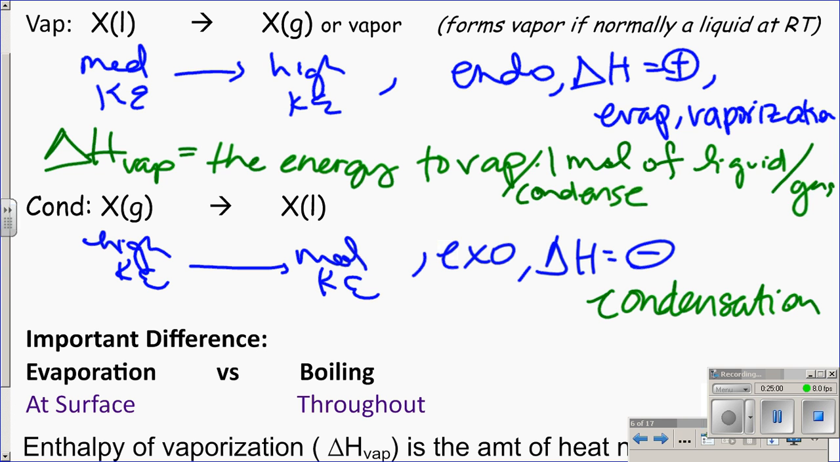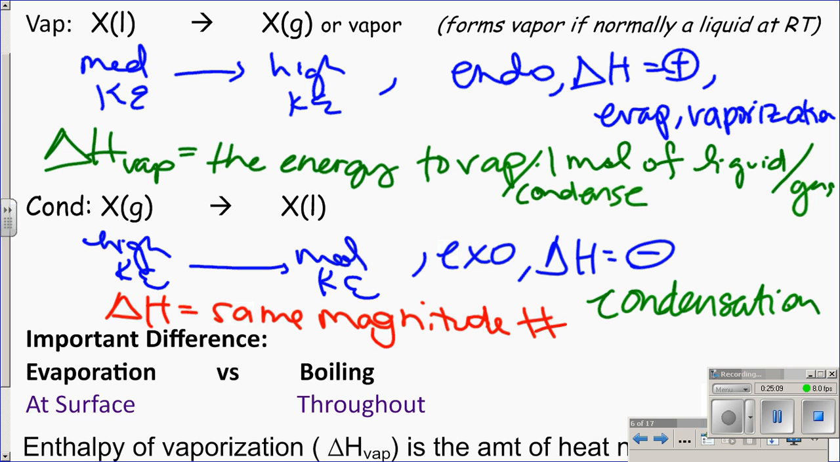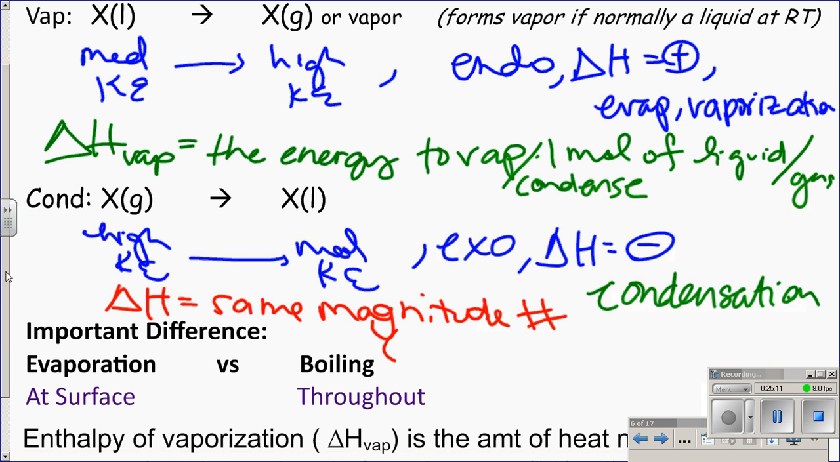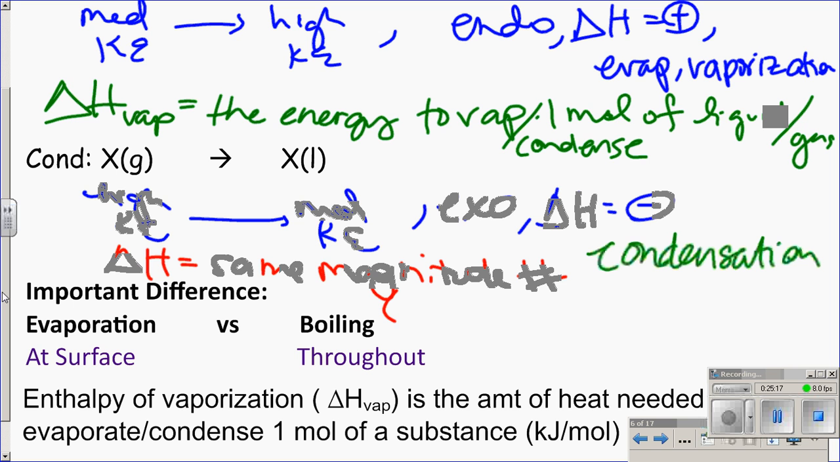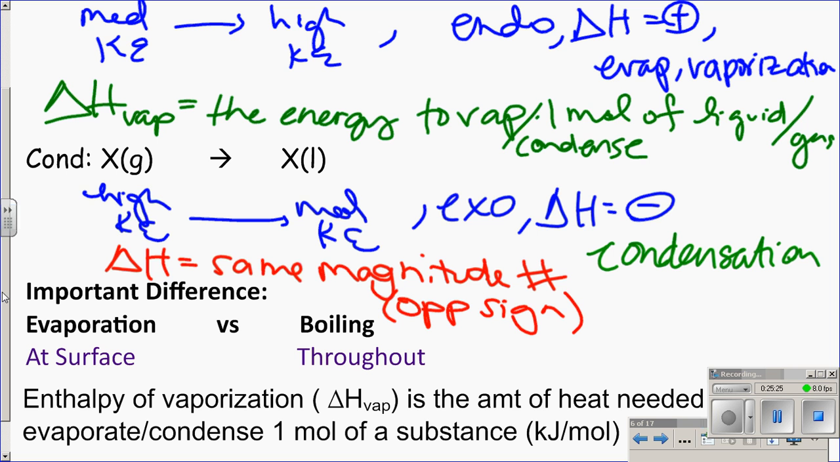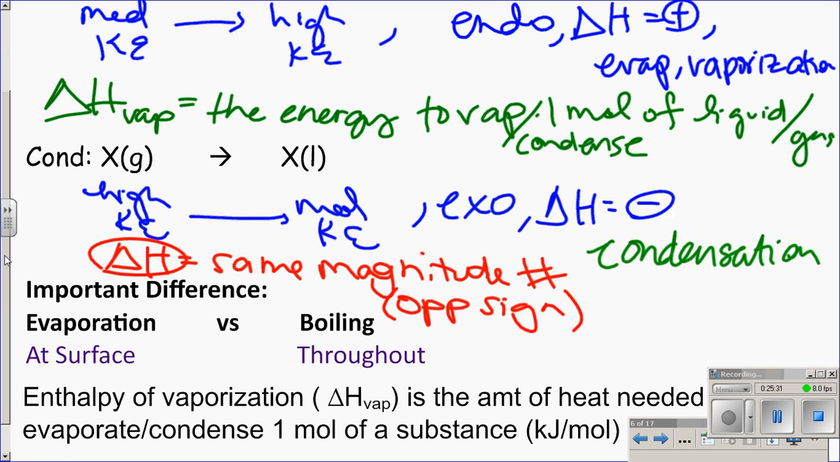So the important part was delta H is the same magnitude in number, but what about their signs? What about their signs between these two processes? Right, they're opposite in signs. One's positive, endothermic, one's exothermic, so negative. So delta H for either of these processes are opposite of one another, have opposite signs, same magnitude.